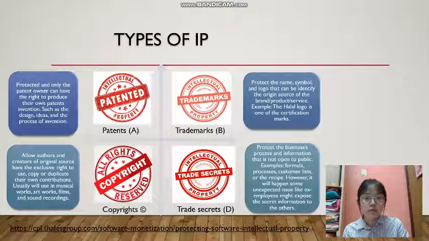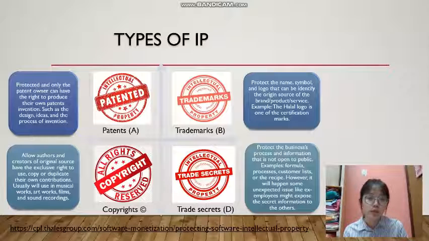The fourth is trade secret. A trade secret protects business processes and information that is not open to the public. For example, a formula, process, customer list, and recipe. But unexpected issues can happen, like an ex-employee exposing the secret information to others.